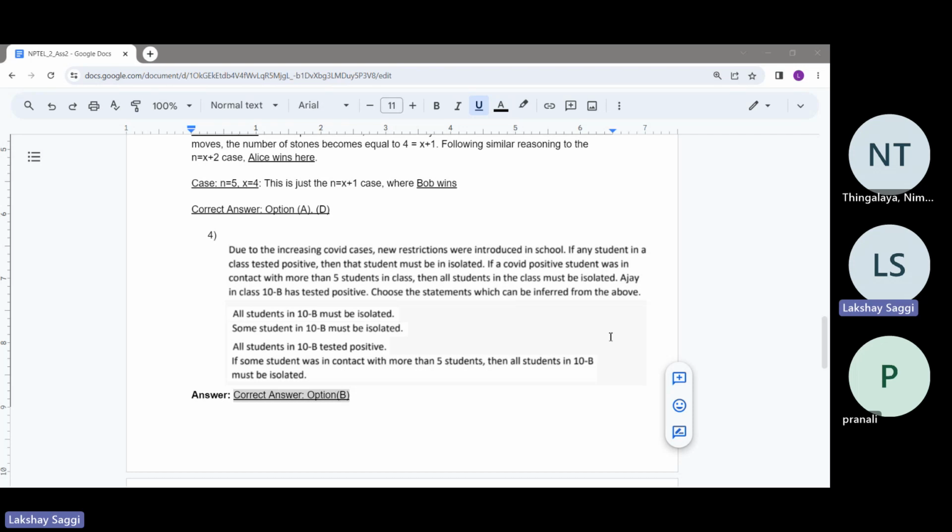Yeah, exactly. It can be any. So it need not be actually Ajay. So yeah, this was a bit of a trickier option, and I thought that some might get confused because of this.